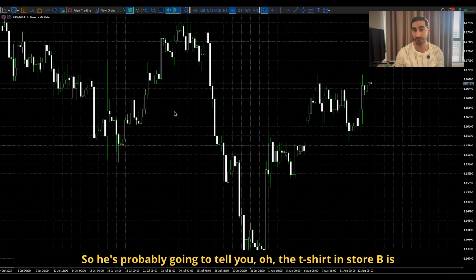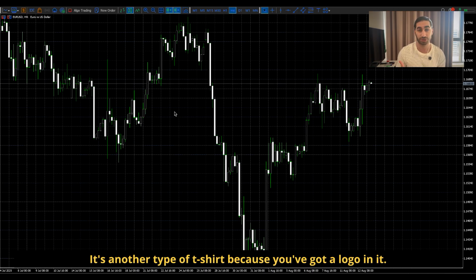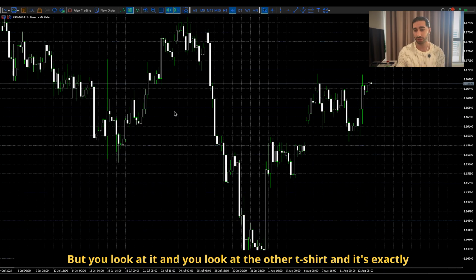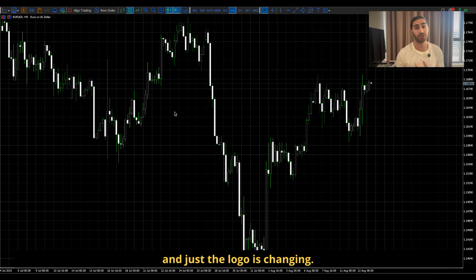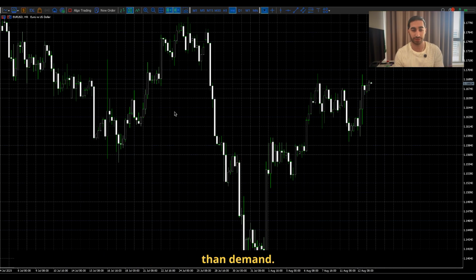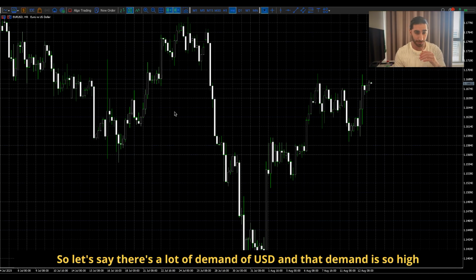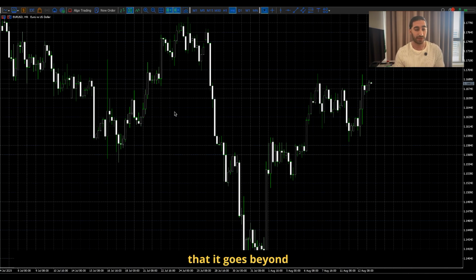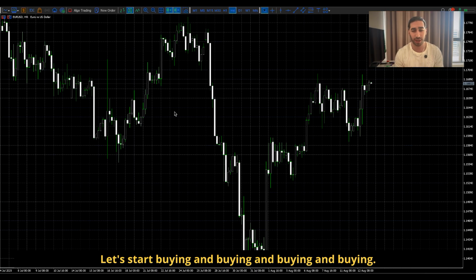So he's probably going to tell you, oh, the t-shirt in store B is limited edition. It's another type of t-shirt because you got a logo on it. But you look at it and you look at the other t-shirt and it's exactly the same t-shirt and just the logo is changing. Guess what? Scarcity, for example, makes the price go up because there is less offer than demand. So let's say there's a lot of demand for USD and that demand is so high that it goes beyond what is offered. People want it. People want USD.